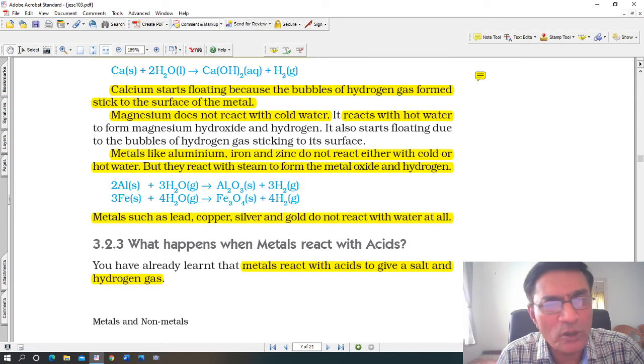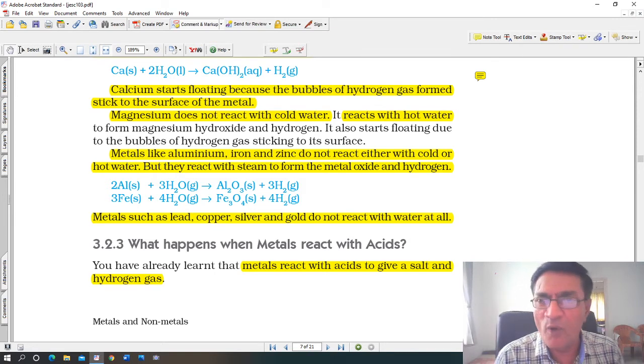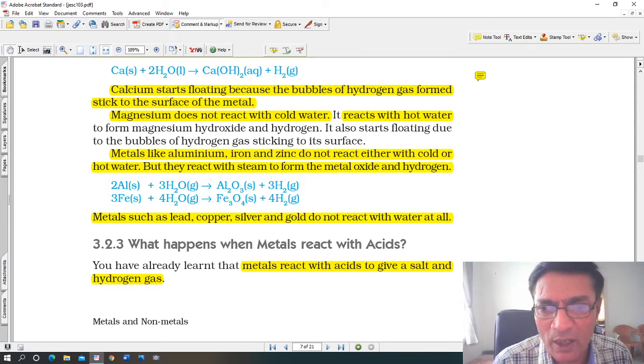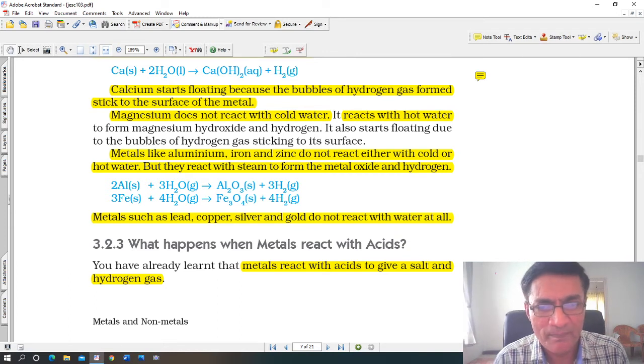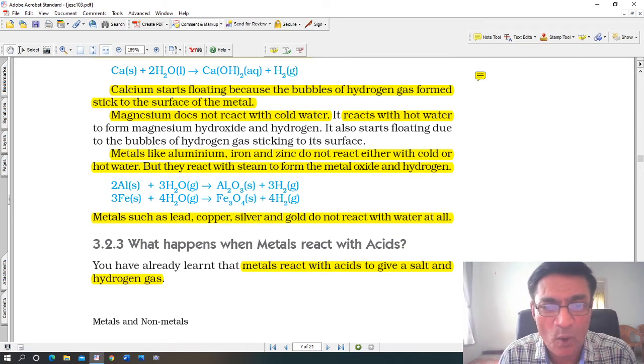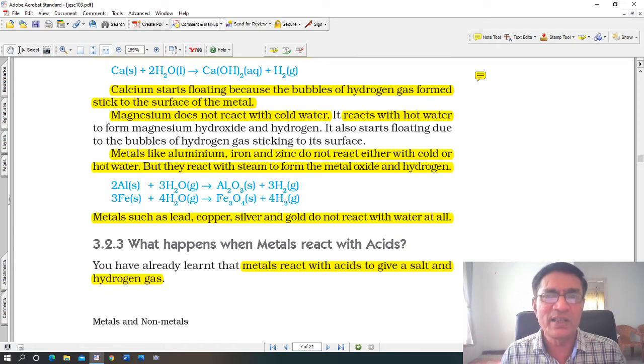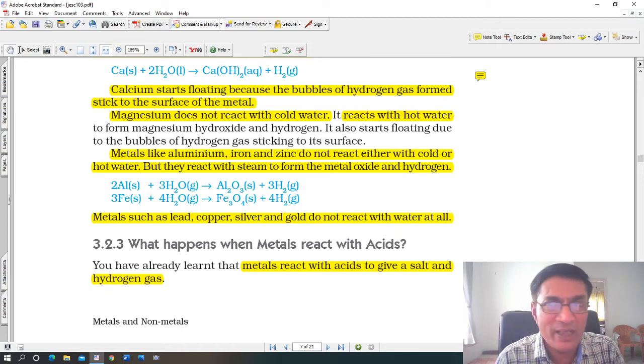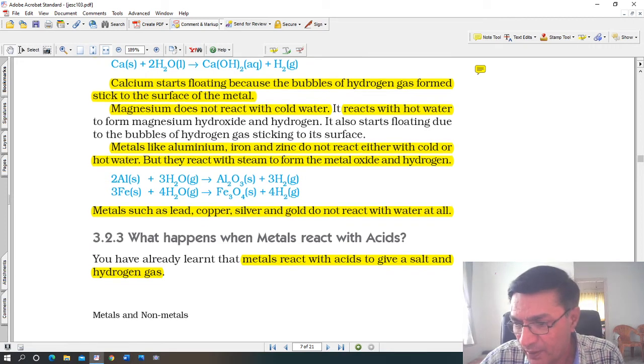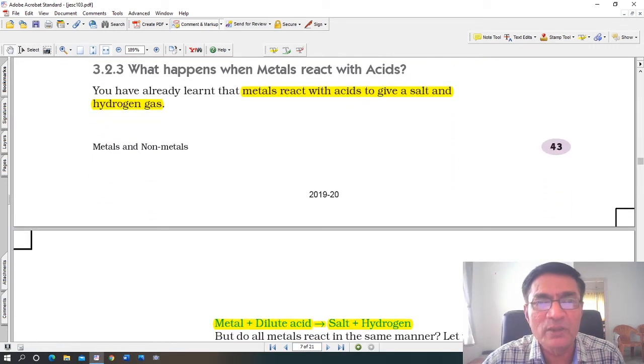It reacts with water vapor or steam to form aluminium oxide or iron oxide along with the evolution of hydrogen gas. But then there are metals such as lead, copper, silver and gold which do not react even with cold water, hot water or steam. They do not react with anything, and therefore they are very unreactive metals. Then of course we have the next section, what happens when metals react with acids.